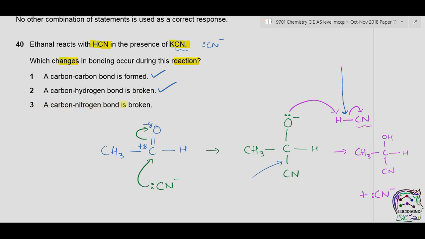3. A carbon-nitrogen bond is broken. This is incorrect because carbon-nitrogen bond is not broken. As option 1 and 2 are correct, the answer is therefore B.